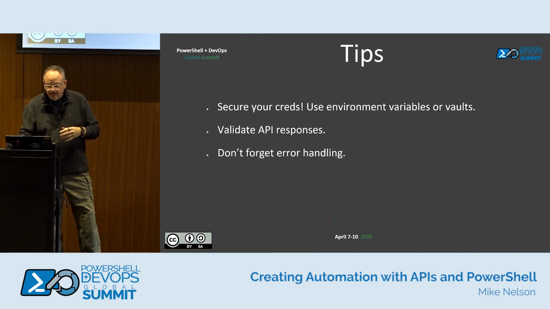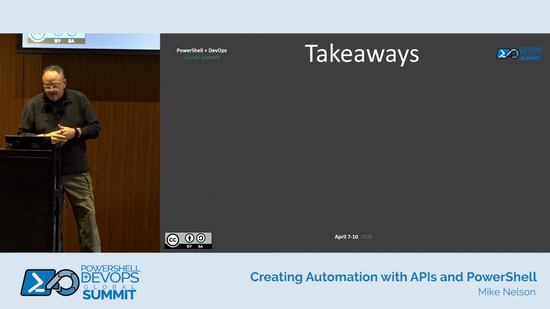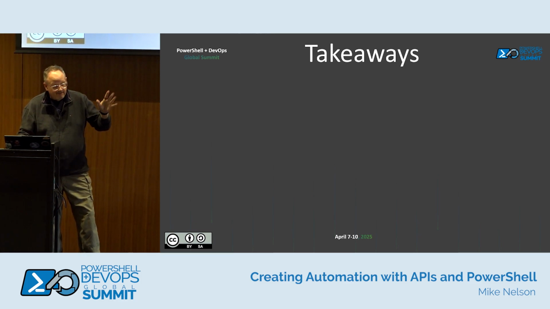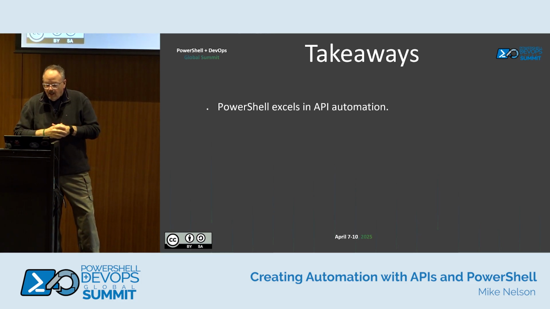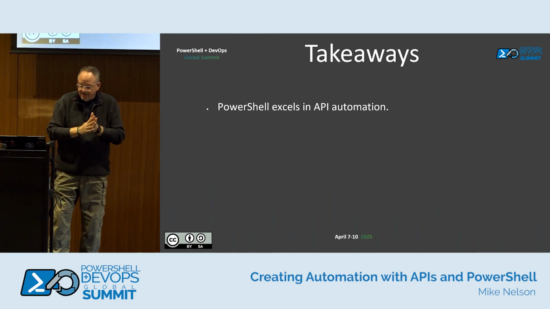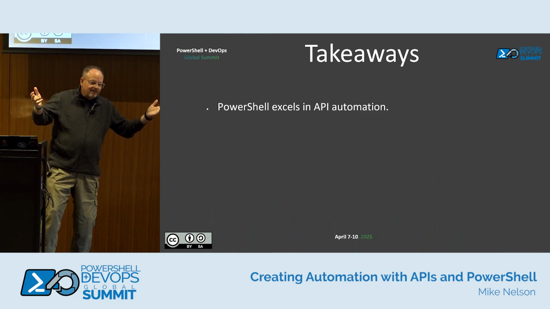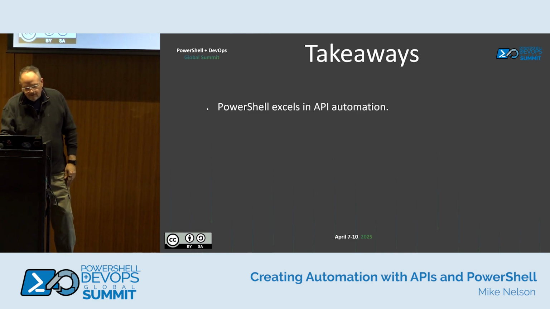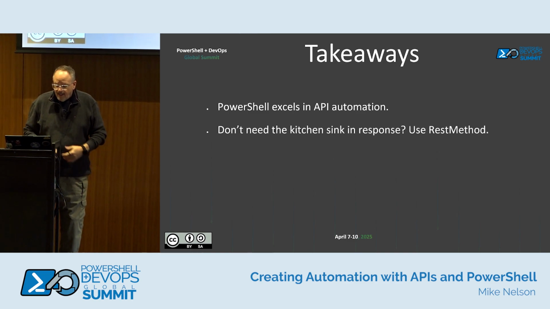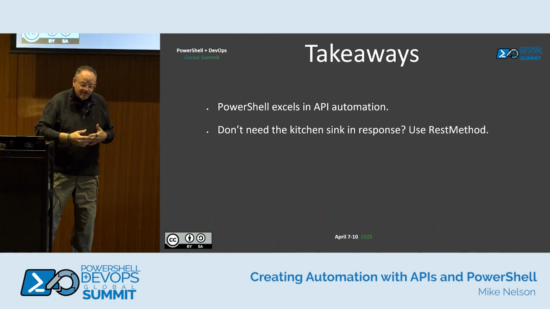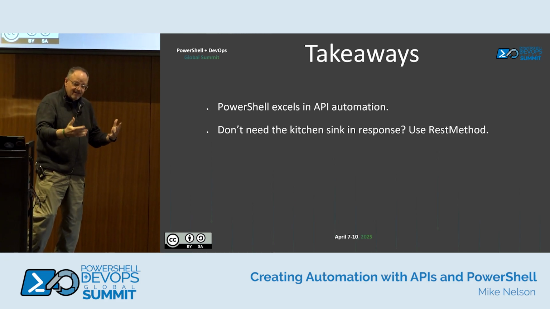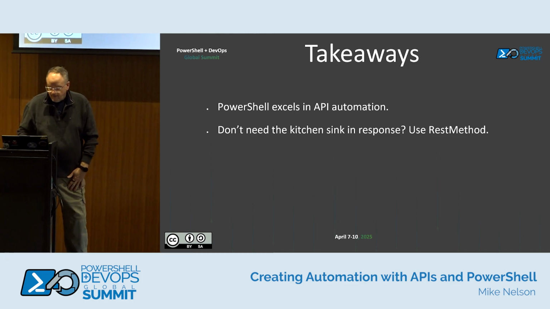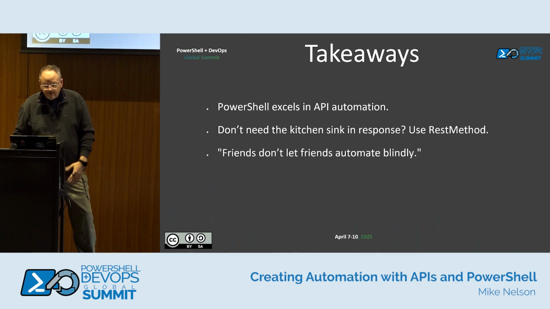Don't forget your error handling and some takeaways. Because I'm going to get right into demos, I don't have enough time. All right, PowerShell excels in API automation. Everybody can say it at once? No, duh. All right? We all know that. And you don't need the kitchen sink in the response, right? So if you don't need everything, use REST method. And then, friends, don't let friends automate blindly. That's kind of a given.